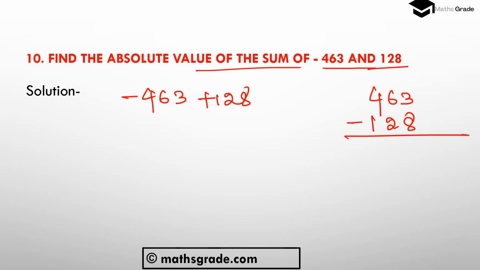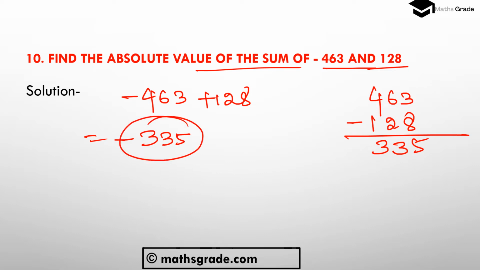Subtract these integers. 13 minus 8 is 5. 5 minus 2 is 3. 4 minus 1 is 3. 335. And put the sign of the bigger integer. The bigger integer is 463, which is a negative integer. So put the minus sign before the integer 335. Now the answer is minus 335.